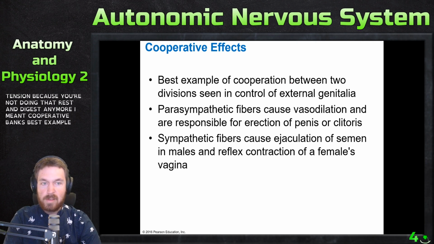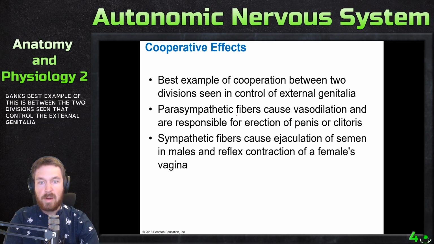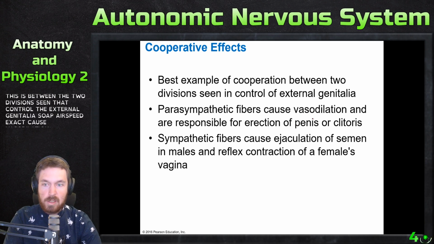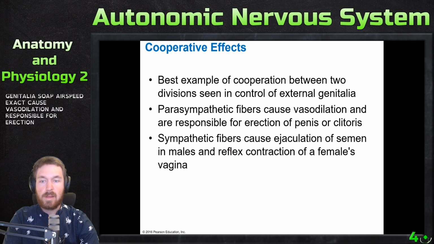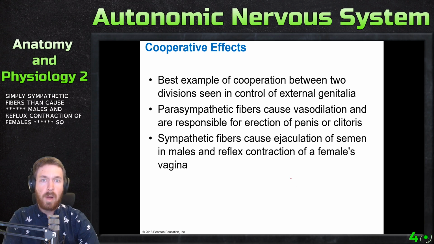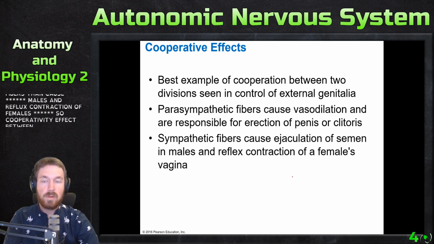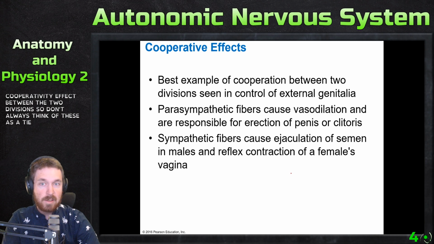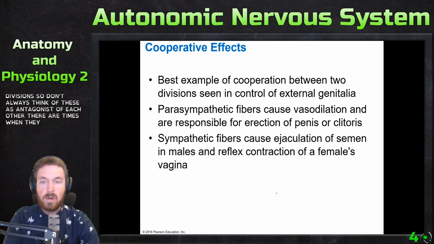The best example of cooperation between the two divisions is seen in control of the external genitalia. Parasympathetic effects cause vasodilation and are responsible for erection, and then sympathetic fibers cause ejaculation in males and reflex contraction of the female's vagina. So it's a cooperativity effect between the two divisions. Don't always think of these as antagonists to each other. There are times when they do work together.